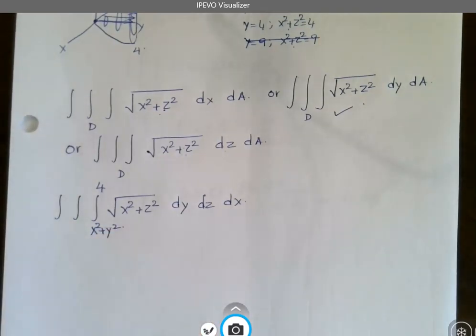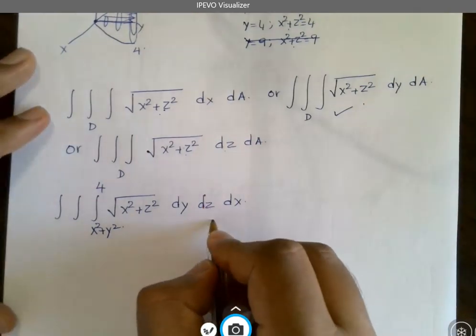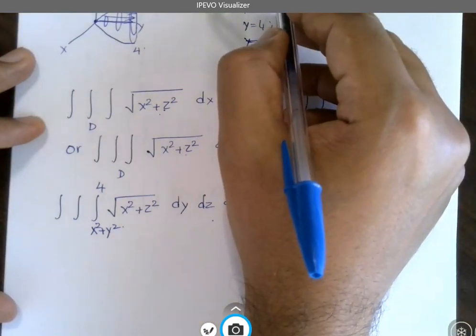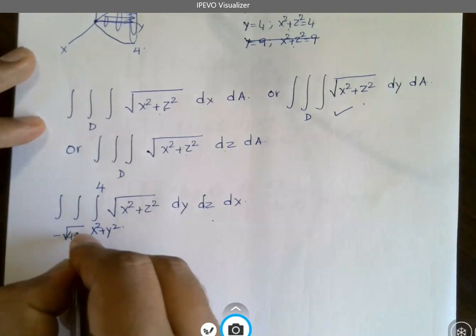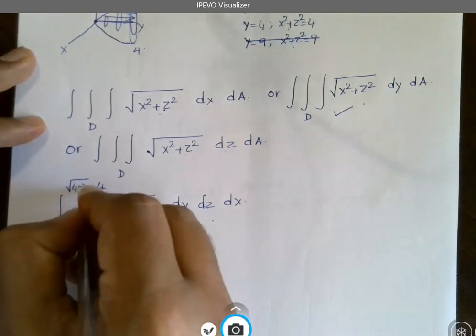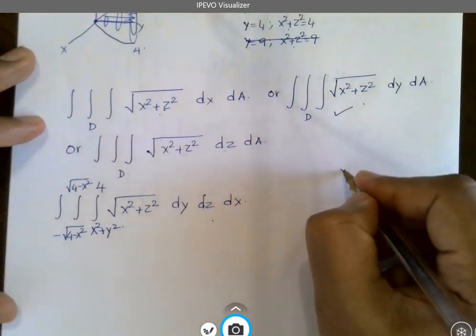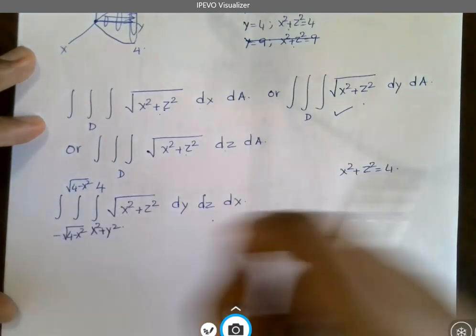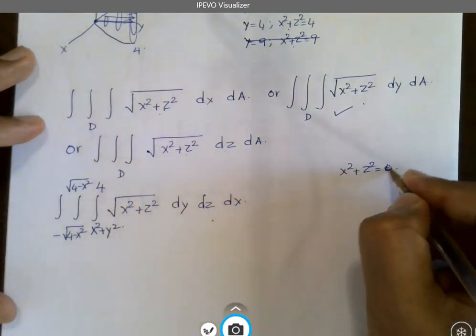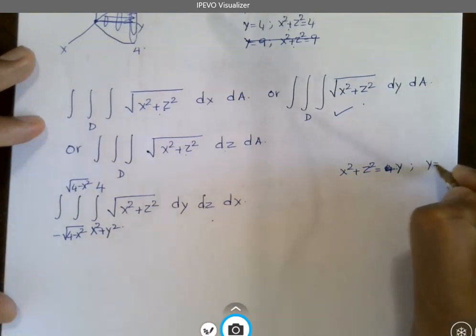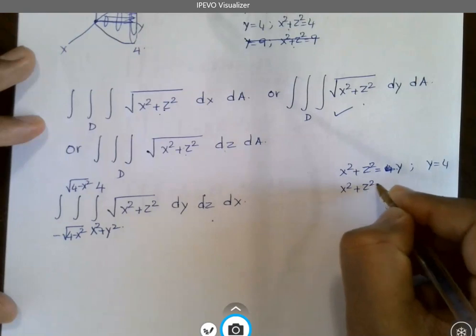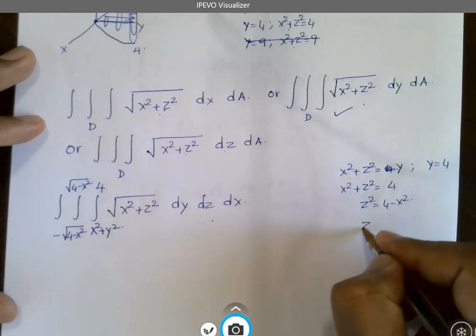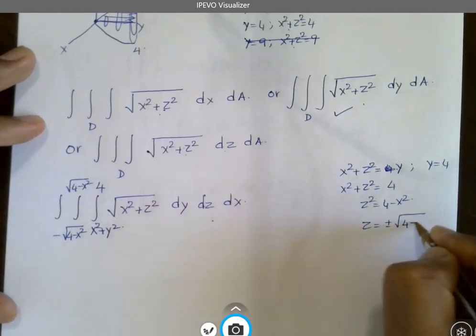The next thing would be, if you look at dz, how is my z varying? My z is going to be varying from negative square root of 4 minus x squared to positive square root of 4 minus x squared. How did I get that? Because x squared plus z squared is going to be 4, since y is bounded up by 4. So z squared is going to be 4 minus x squared, so I get z equals plus or minus the square root of 4 minus x squared.